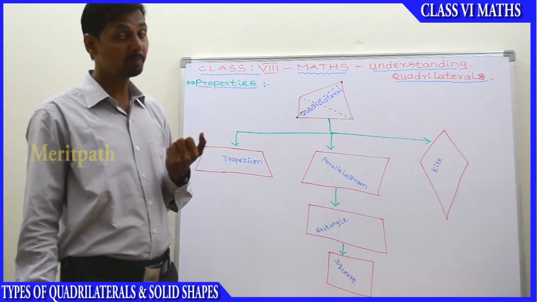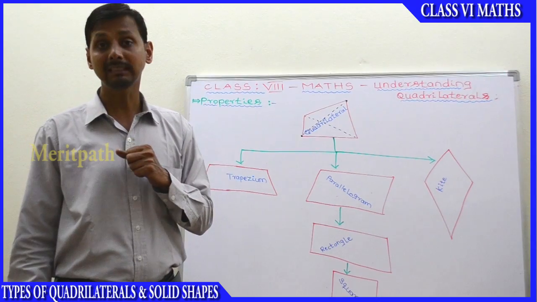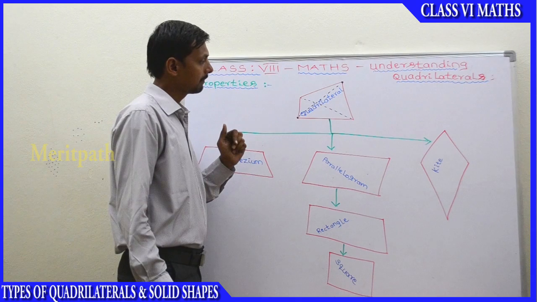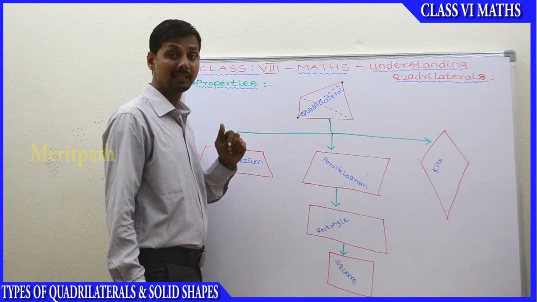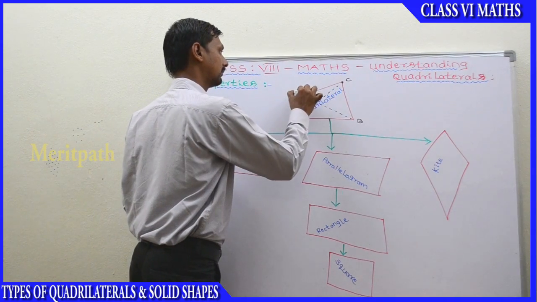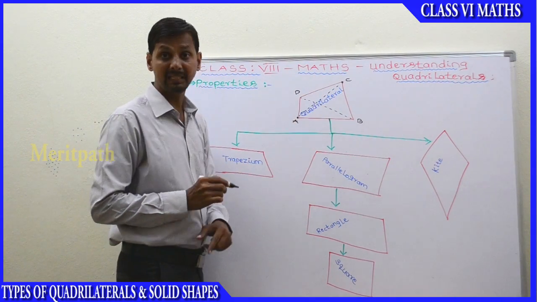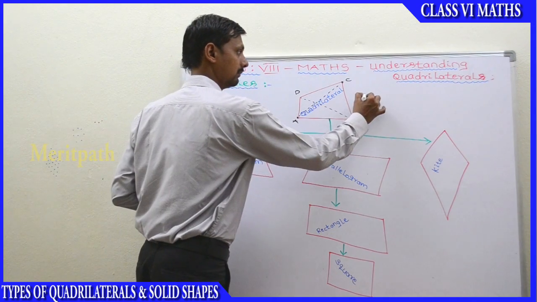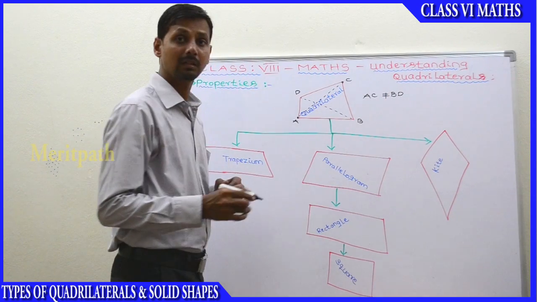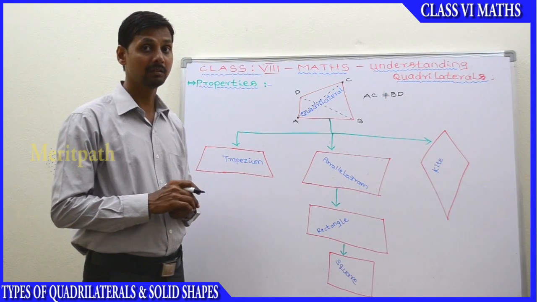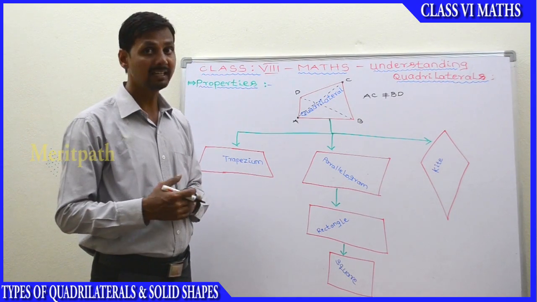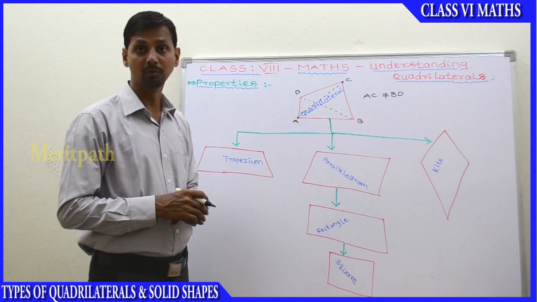Here we have some of the properties of quadrilaterals. If you observe in this quadrilateral ABCD, the length of the diagonals AC and BD are not equal. AC is not equal to BD. The lengths of the diagonals in a quadrilateral are different, that is, AC is not equal to BD.